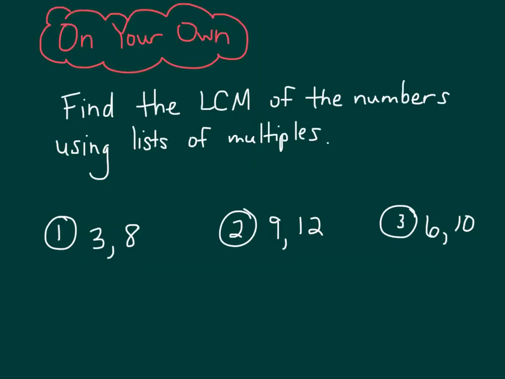Here are a couple of on your own problems, and remember, part of being able to do this is making sure you follow the directions that are given. In this case, you're finding the least common multiple of the numbers using lists specifically. In the next example we do, we're going to talk about another way, but keep remembering to look out for the directions. If they don't tell you a specific way to do it, then you can choose. But if they do say they want you to do a specific way, like using lists, then you want to make sure you do that.